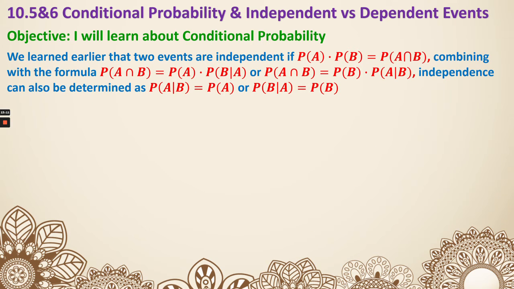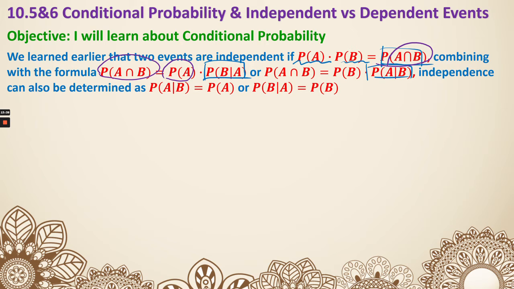Next, we learned earlier that 2 events are independent if they multiply separately, that equals the intersection. We also learned if they are actually independent, then we are going to involve the conditional probability. So we combine these 2 together. For example, let's look at the first formula. They are the same.